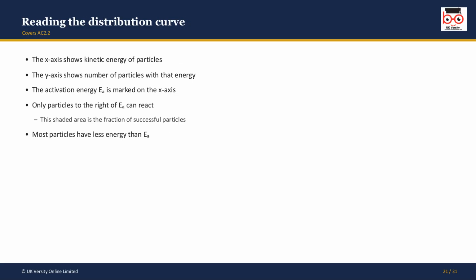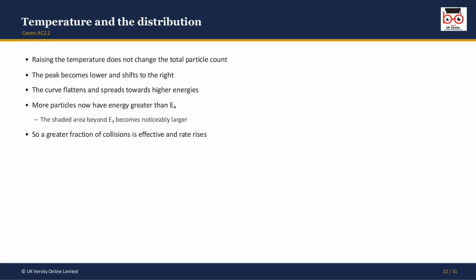Let's read the curve carefully. The x-axis is the kinetic energy of the particles, and the y-axis is the number of particles with that energy. We mark the activation energy on the x-axis, and only the particles to the right of it, in the shaded tail, have enough energy to react. The important thing to notice is that most particles actually have less energy than the activation energy, which is why not every collision succeeds.